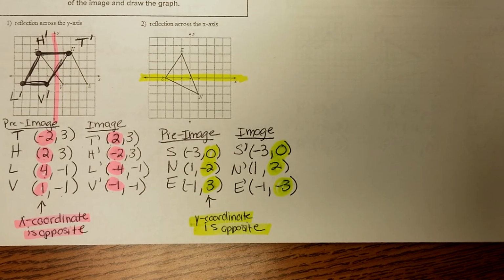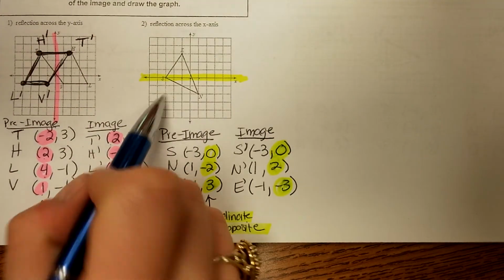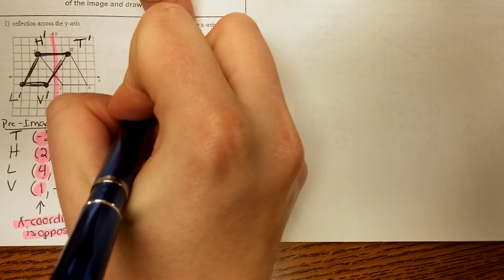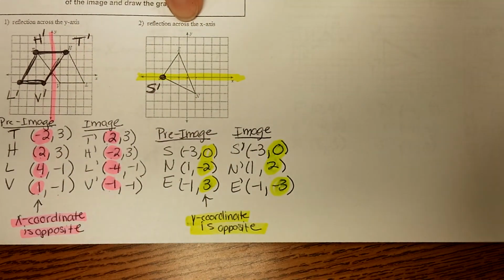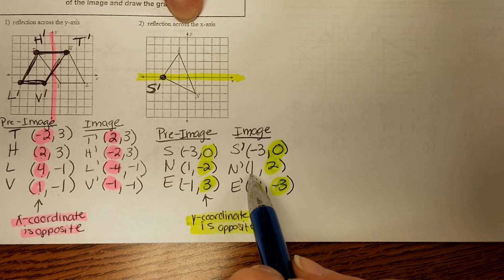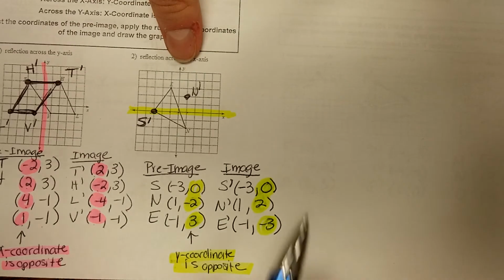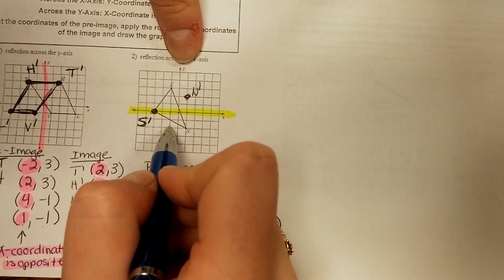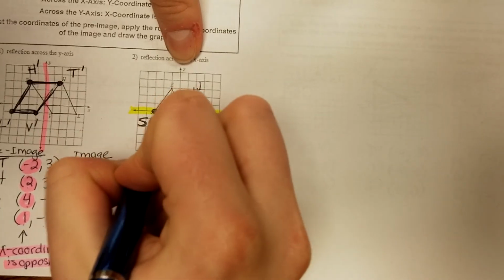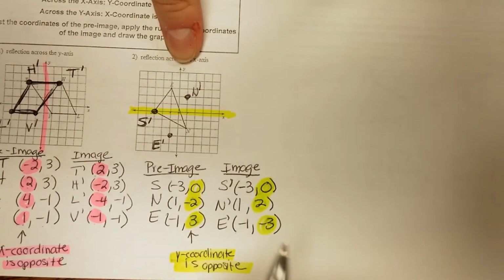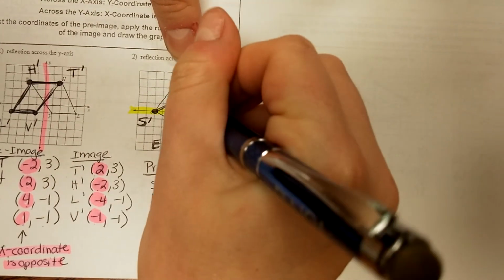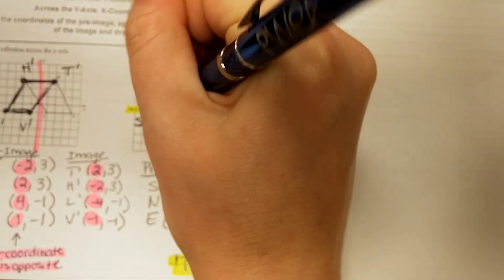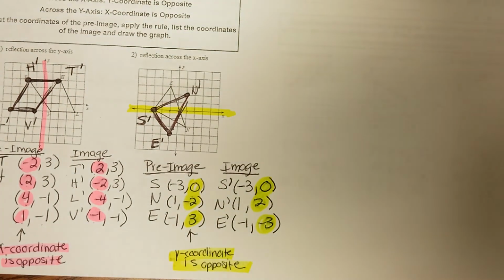Okay, so then I can plot my image. I'm going to go to -3, 0. So my S and my S prime are actually the same point, and that's okay. Happens sometimes. N prime needs to go to 1, 2, so I'm going over 1 and up 2. And then E prime is at -1, -3, so I'm going over to -1, and this time I'm going down to -3. Notice my shape is the same, it's just been flipped across the x-axis. Looks like that, and I am all done.